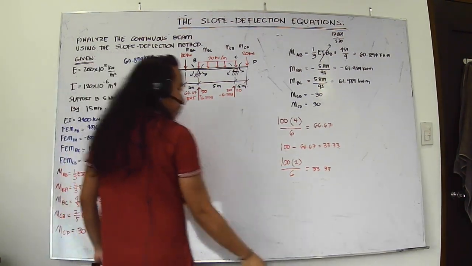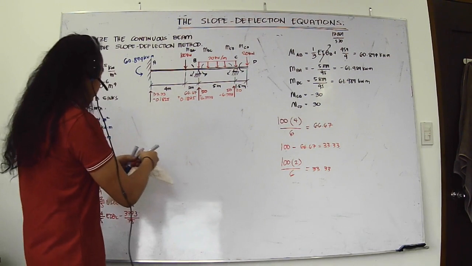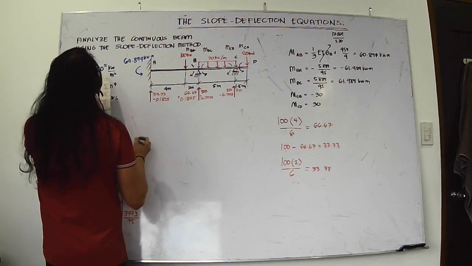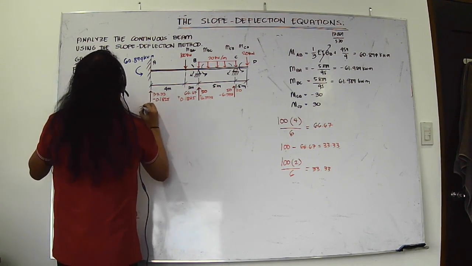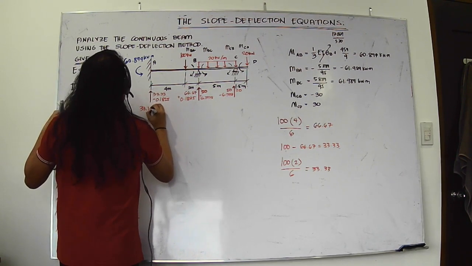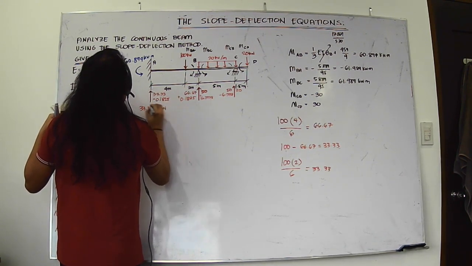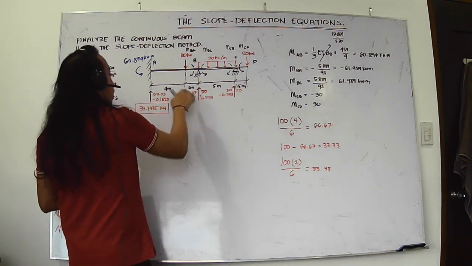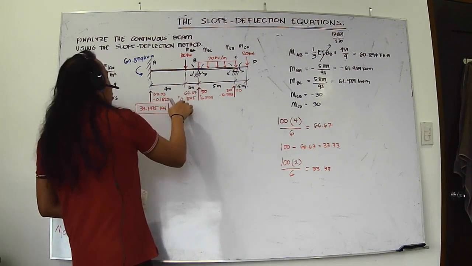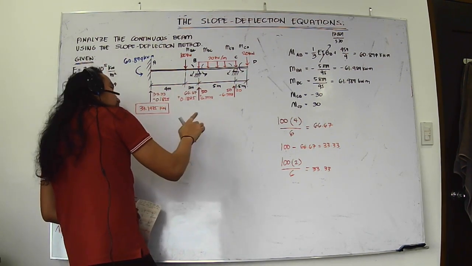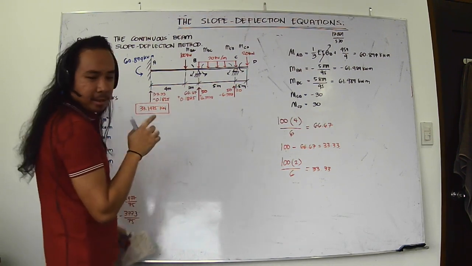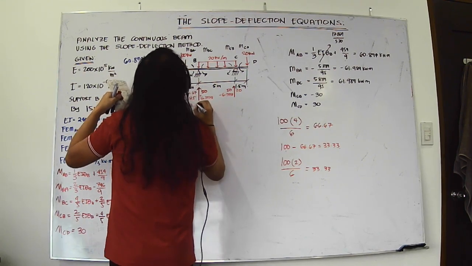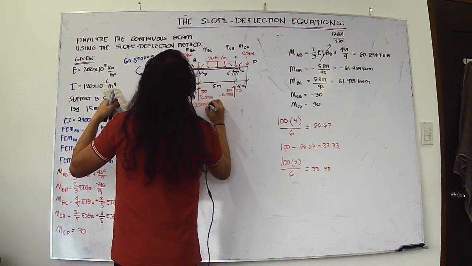For the reactions, we add them. So, 33.33 minus 0.1825. That is 33.1475 kilonewtons. This is our reaction. Then 66.67 plus 50 plus 0.1825 plus 6.3978. That is 123.2503 in kN.